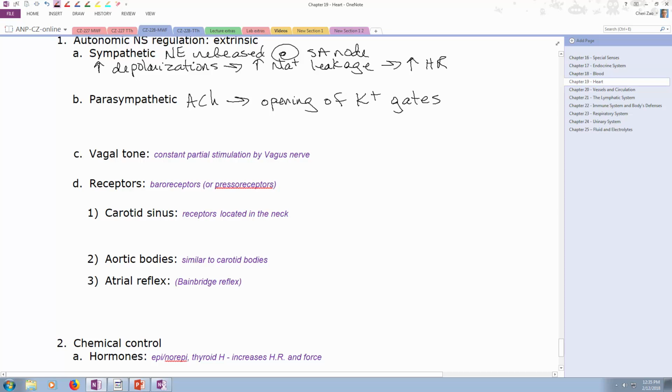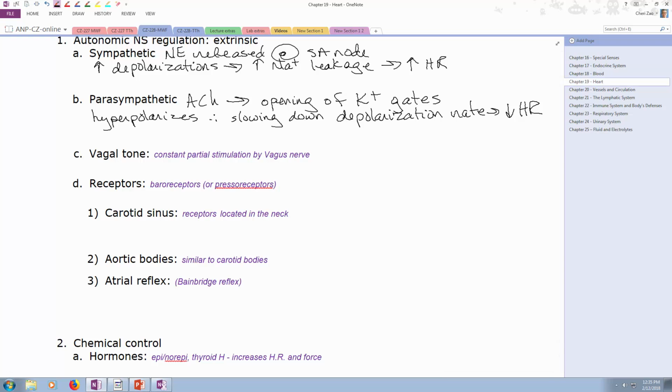So when we open up our potassium gates, this hyperpolarizes, and therefore slows down our depolarization rate and decreases your heart rate. Sodium, more leaky, faster heart rate. Potassium, open gates, slows down the heart rate.